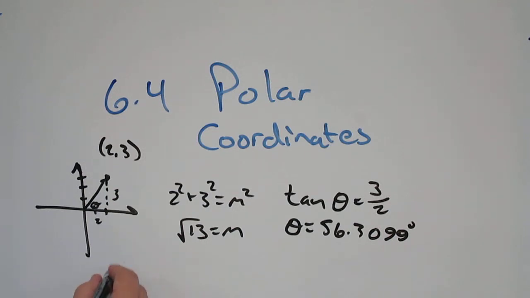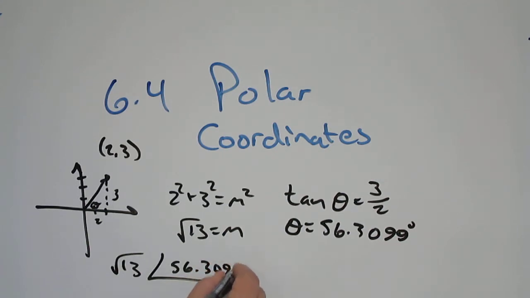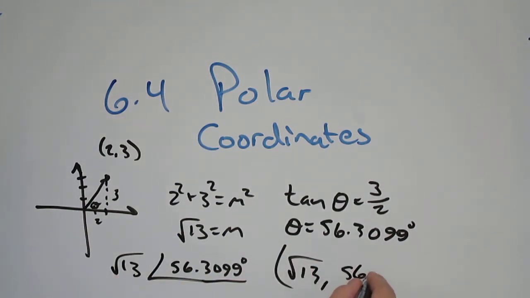Of course, you could do it in radians. The point 2, 3 that's rectangular has a polar counterpart of square root of 13 and 56.3099 degrees. Now this is the notation that the Saxon books use. Our book doesn't use that quite as much. In fact, a lot of times they'll just write polar, then the point, square root of 13 comma 56.309 degrees, something like that, and you need to just know that that's polar.